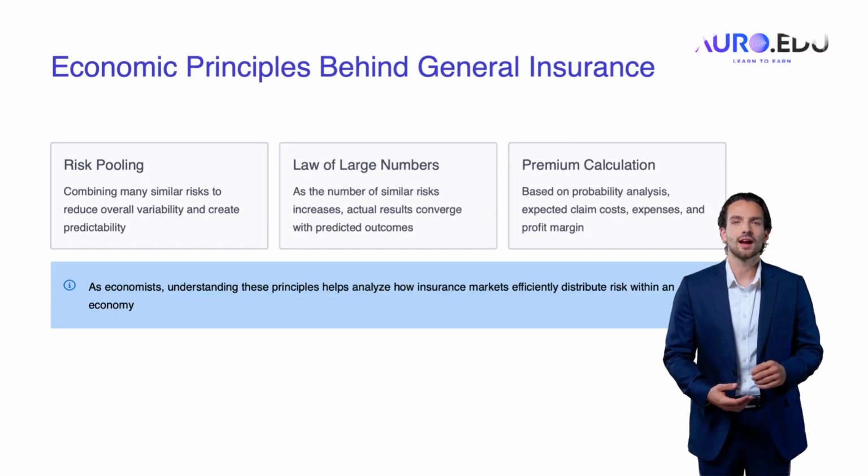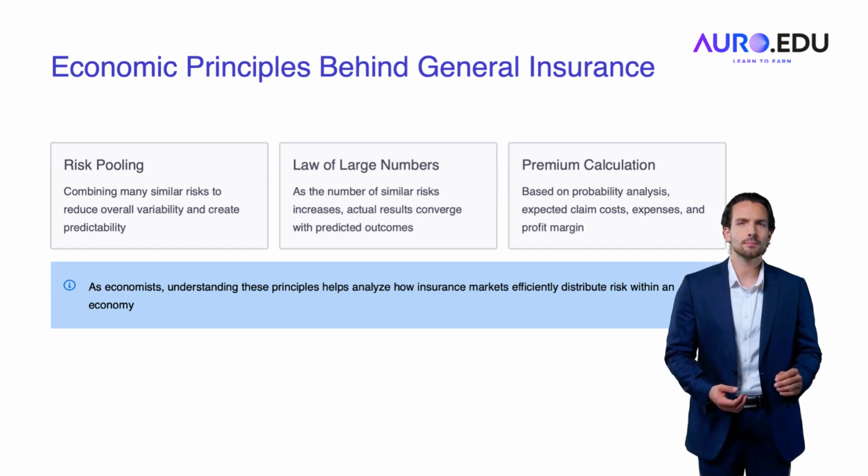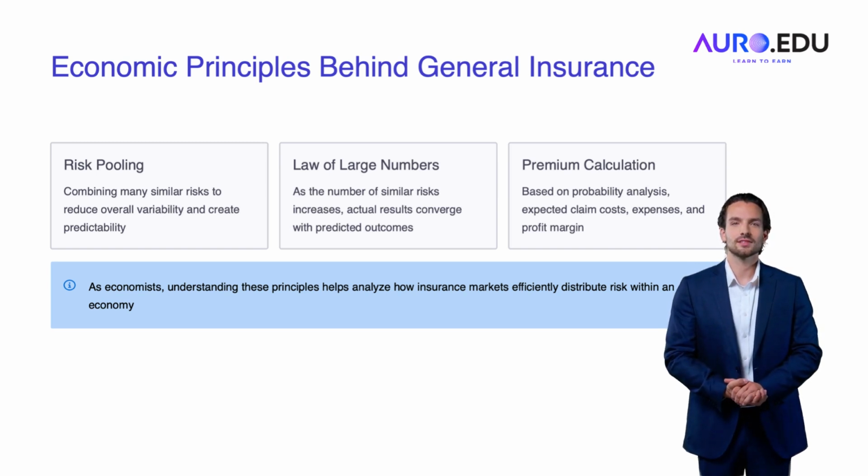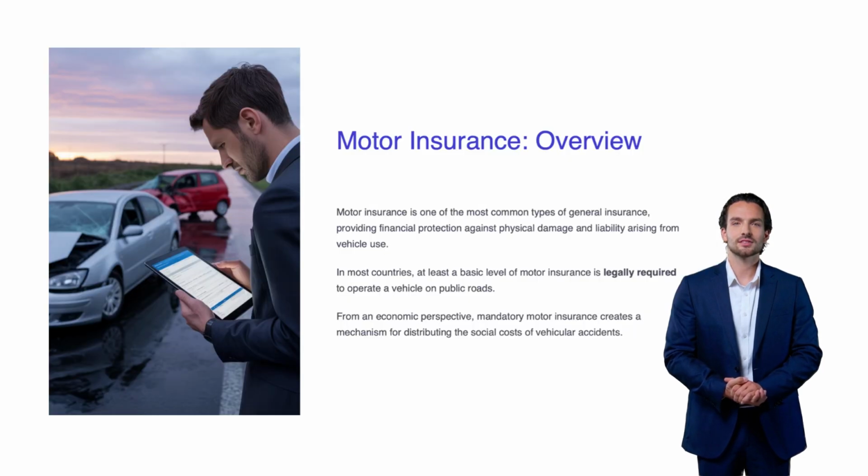Economic principles behind general insurance. It works because of risk pooling, combining many similar risks so the uncertainty is reduced. The law of large numbers ensures predictions about losses become more accurate as the number of policies grows. Premiums are calculated through probability analysis, considering expected claims, expenses, and profit margins. For economists, this is a fascinating example of risk distribution and market efficiency.